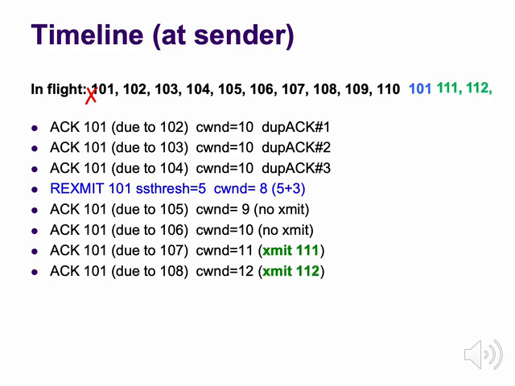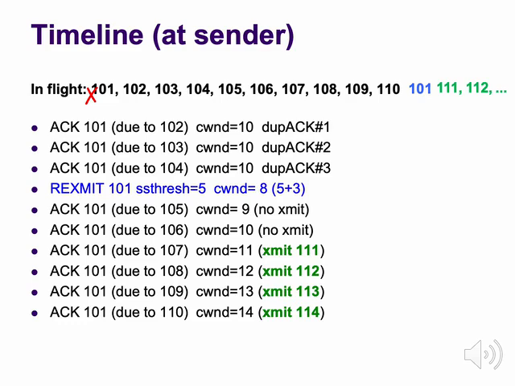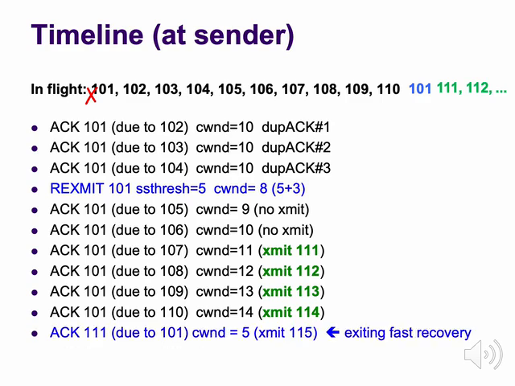Same thing for the next ACK. Your congestion window is 12. Sender gets to send 1 more packet. Again, the next one, congestion window is 13, so it sends 113, and so on. Until finally, packet 101, the retransmission of 101, makes it to the receiver. And then the receiver sends an ACK that says ACK 111. Okay, this is due to the retransmitted 101 arriving at the receiver.